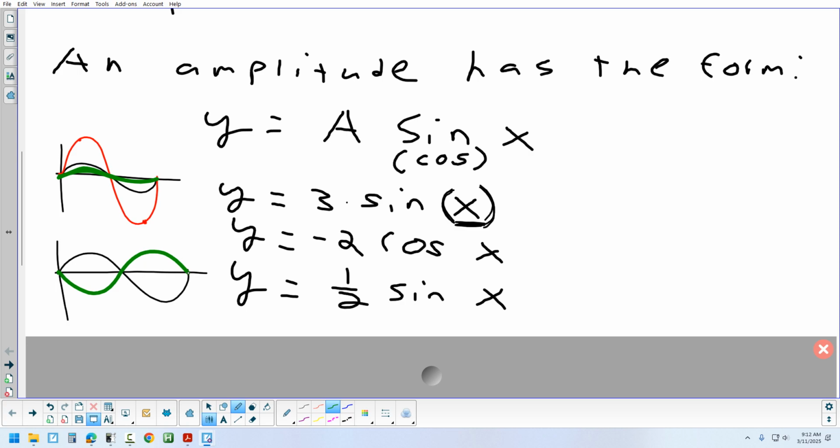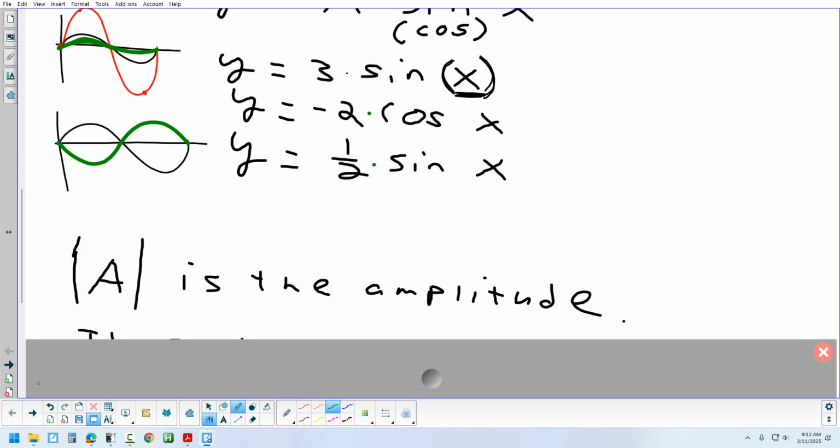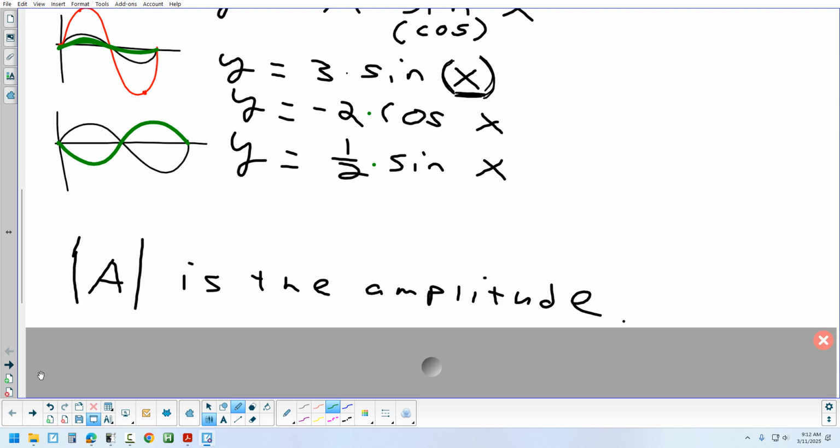So that's what an amplitude change looks like. Or we also can call that a vertical stretch. It's when you multiply by a number in the front. So once you multiply by a number, you are changing the height. If you want to know the new height, all you have to do is take the absolute value of whatever the number is in front. Okay, that will give you the new amplitude.